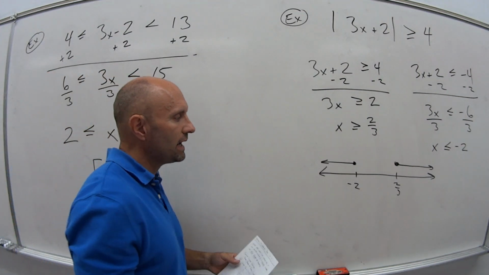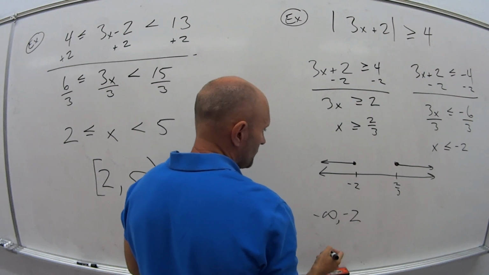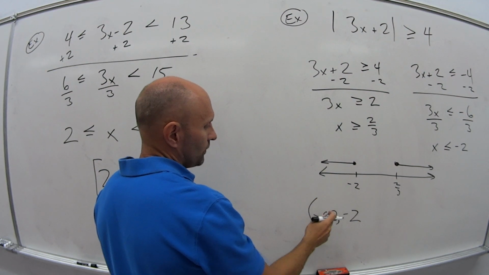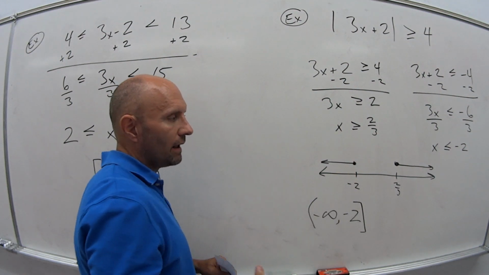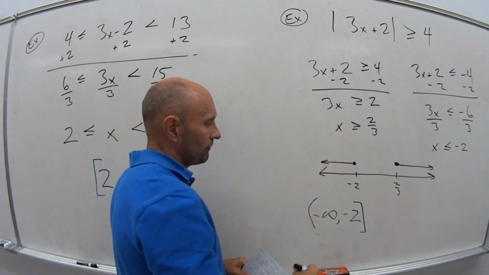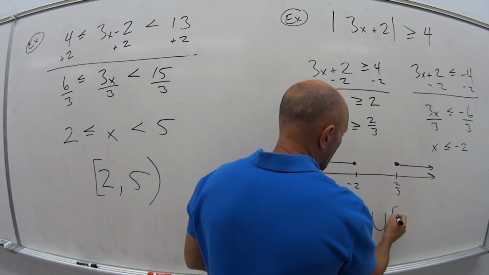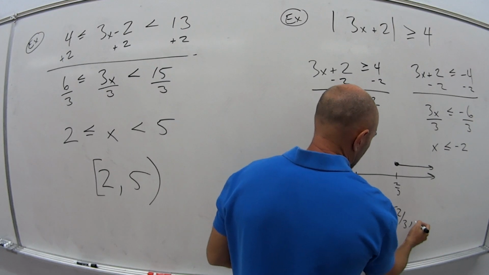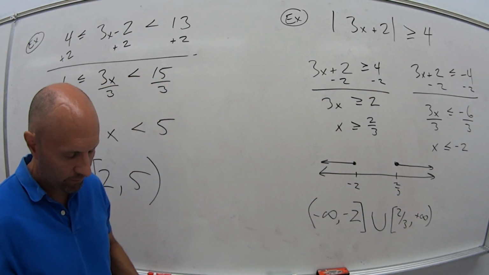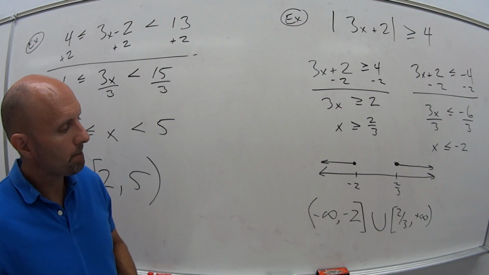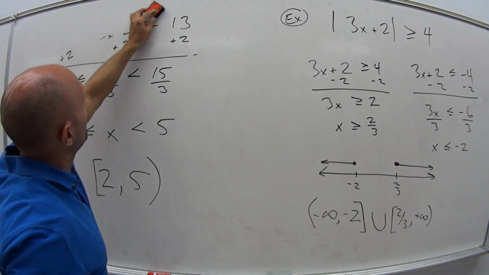So in set notation, that tells me what? It's negative infinity up to negative 2. Negative infinity gets parentheses, negative 2 gets a bracket because it's included. And then because I have this gap here, I have to say this is a union. So this is including as well 2/3 with a bracket up to positive infinity with the parenthesis. So that's that type of problem.